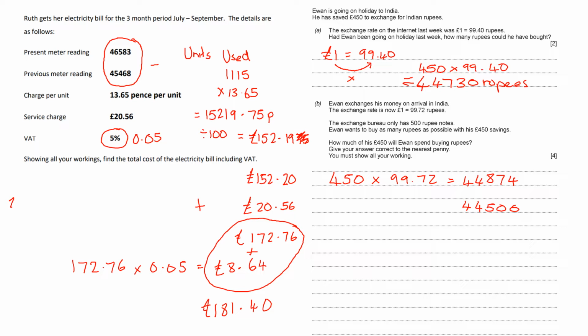But Ewan in this case doesn't want to pay £450 and not get the full amount that he deserves. He's only going to get this amount, so he wants to know how much this should cost him. So he now works backwards. And the opposite of timesing by 99.72 is to divide by 99.72. So let's do it. 44,500 divided by 99.72 equals, and the answer to that is he only spends £446.25, so about £3.75 less than what he was planning to spend because he couldn't quite get what he wanted.